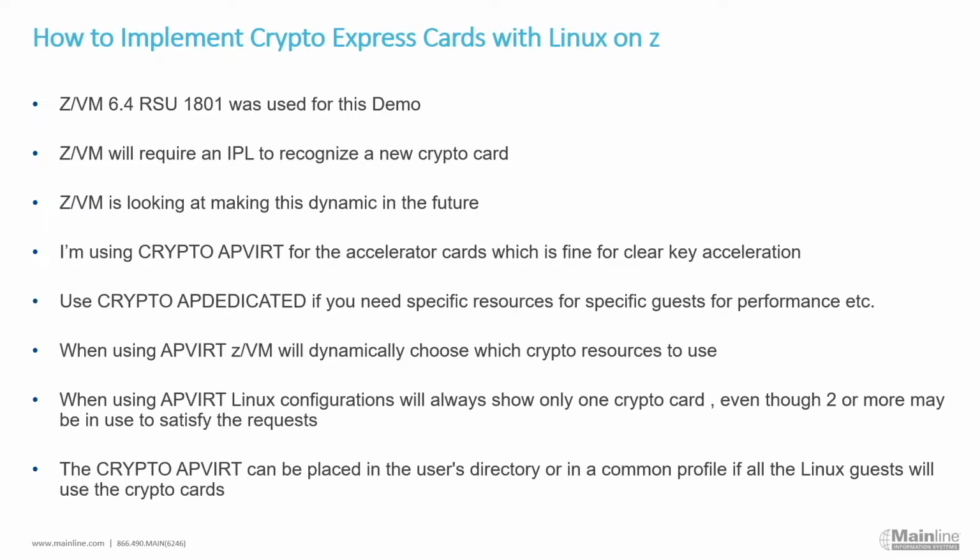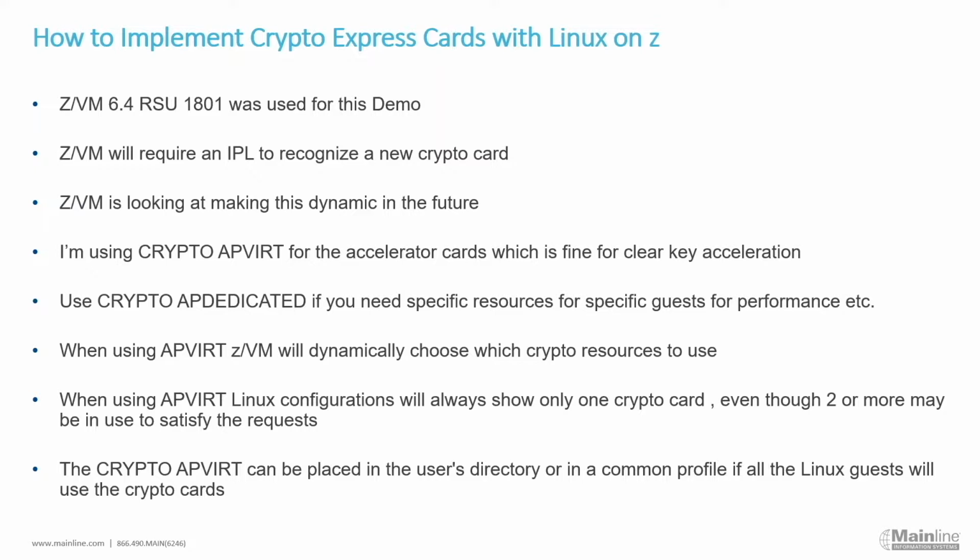You're going to tell VM which cards it has access to, so you'll do that through the CRYPTO APVIRT or CRYPTO APDEDICATE commands. As far as today, since we're running this in accelerator mode, we're just going to use the CRYPTO APVIRT, which will allow VM to dynamically choose which crypto resources to use. What you'll see when you're configured this way is that from a Linux standpoint, your Linux guest is only going to see one card. Even if you have 2 or more available, you'll actually use both of those cards. Linux itself will only see one.